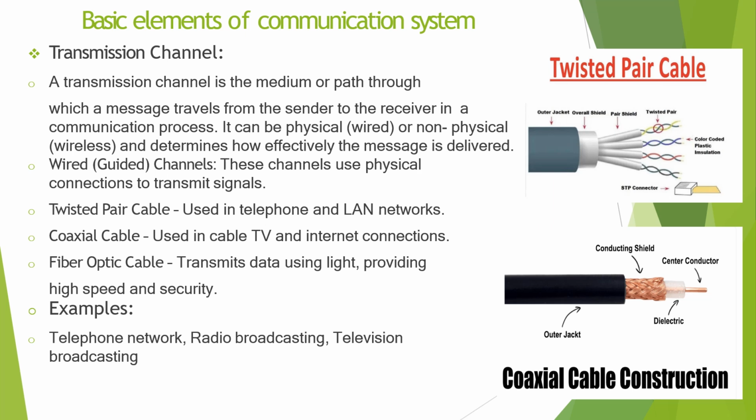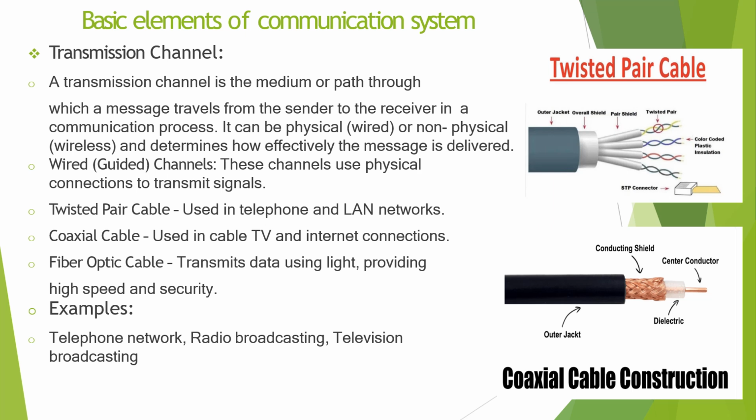Now coaxial cable is used in cable TV and internet connections. Fiber optic cable transmits data using light, providing high speed and security. Its examples are telephone network, radio broadcasting, and television broadcasting. And here we can see pictures of the twisted pair cable and the coaxial cable constructions.